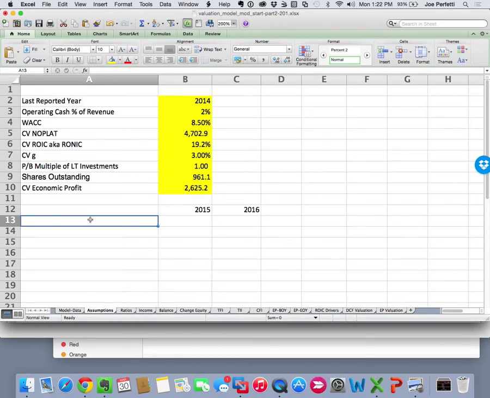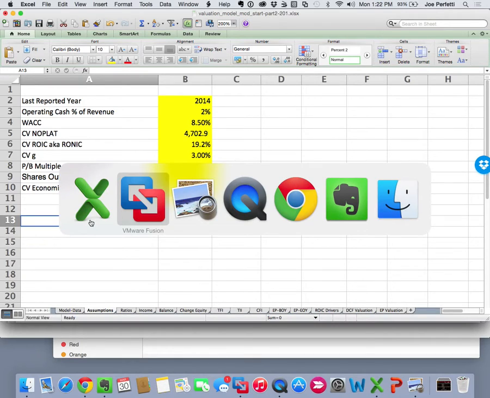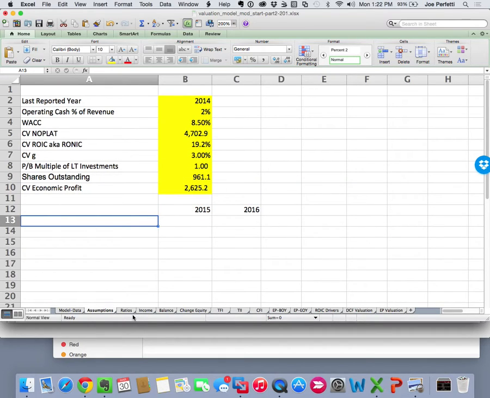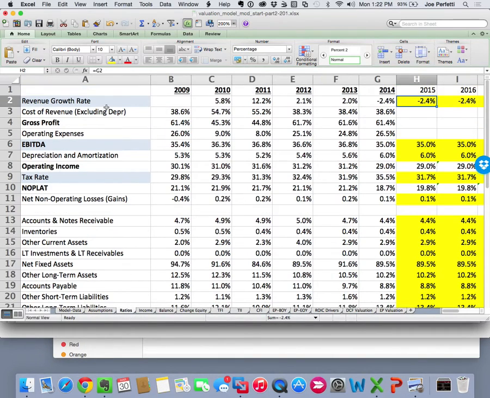The numbers that matter, and it's hard to see on the main screen here, but the numbers that matter in our model are these 3. Revenue growth rate, EBITDA, tax rate. Those are the 3 most important items to our free cash flow valuation forecast. That's why they're in light gray. And that's where you're going to spend most of your time, trying to figure out those 3 numbers.